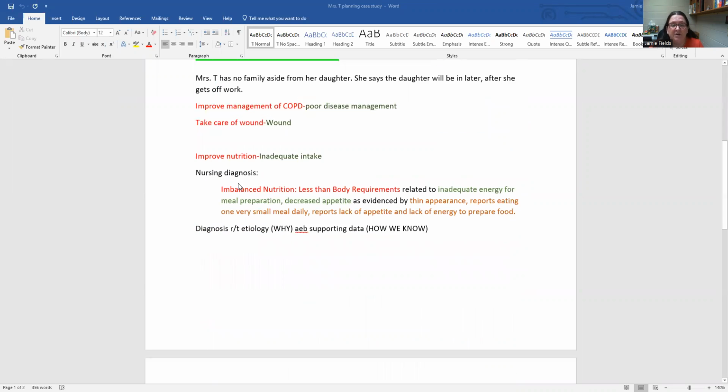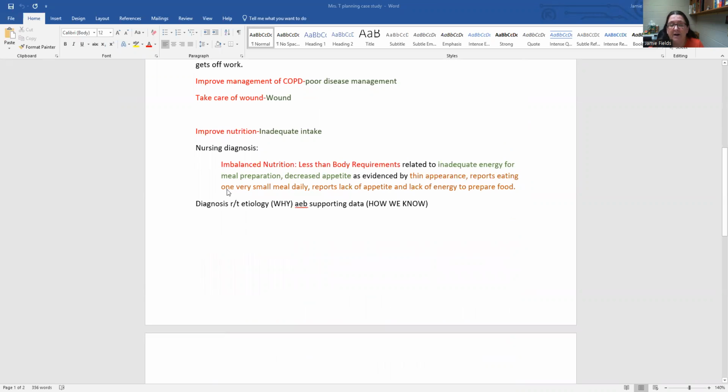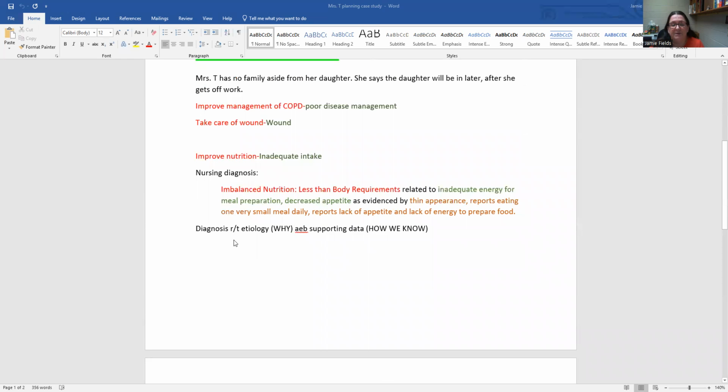We decided that the nursing diagnosis we want to focus on right now is imbalanced nutrition. So we have a nursing diagnosis of imbalanced nutrition, less than body requirements related to inadequate energy for meal preparation, decreased appetite as evidenced by thin appearance, reports eating one very small meal daily, reports lack of appetite and lack of energy to prepare food. So diagnosis related to etiology as evidenced by supporting data.